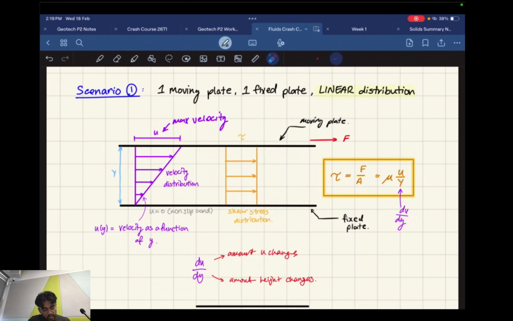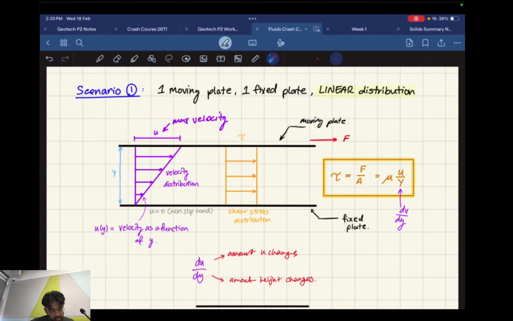The velocity down here, because that bottom plate isn't moving, the fluid is just going to stay still at that point. And there's a distribution as we move up, the velocity changes.